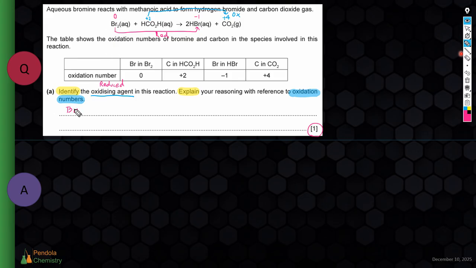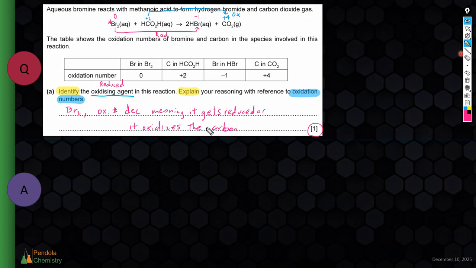And be careful with what you write here. Not Br, not HBr, but Br2, because the oxidizing agent has to be one of the reactants. Br2 is the oxidizing agent. And the reason why is that the oxidation number decreases for Br2, meaning it gets reduced, or it oxidizes the carbon.